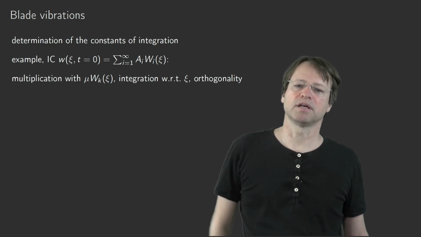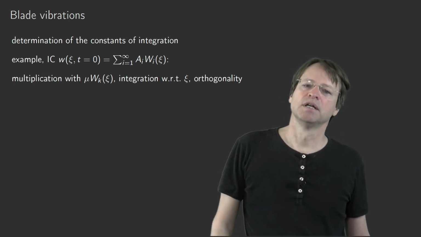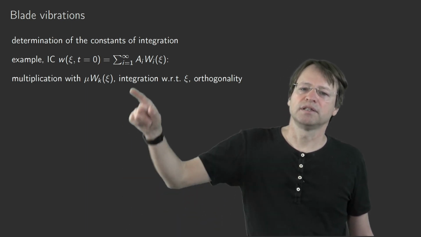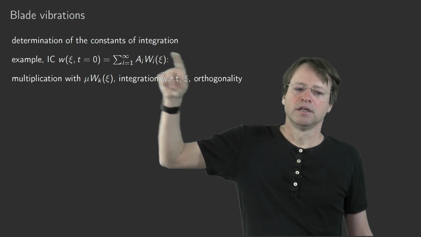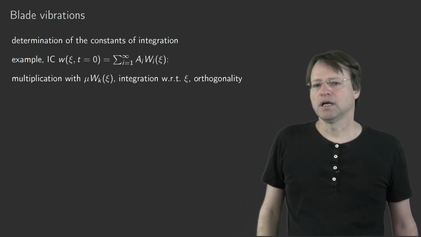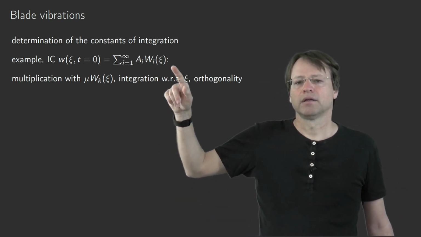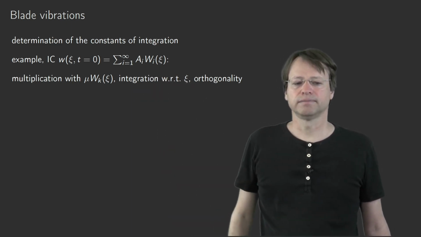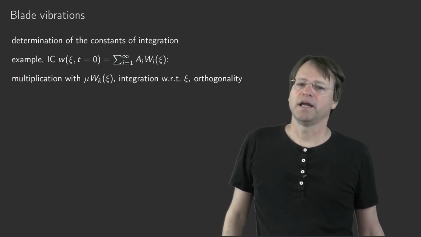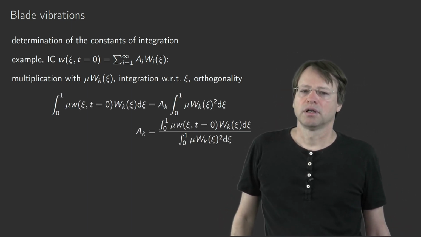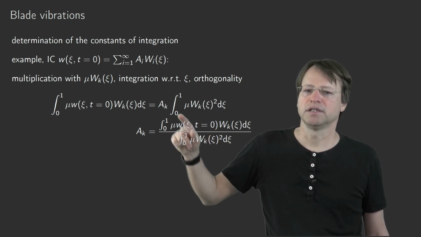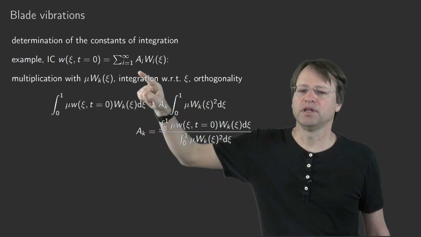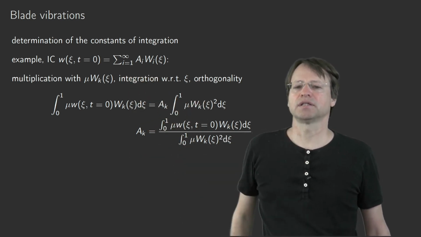non-constant mu, you can also multiply by mu at the same time, and then you integrate with respect to xi, and then due to orthogonality you would obtain for the right hand side just the product of omega k and a k. Yeah? So you would obtain a k times mu k psi squared integrated from 0 to 1. So just one of these coefficients in that sum.